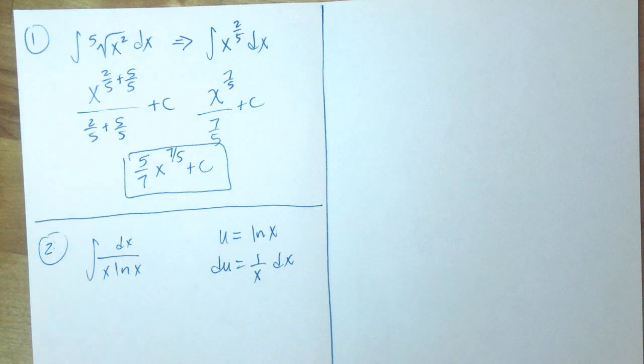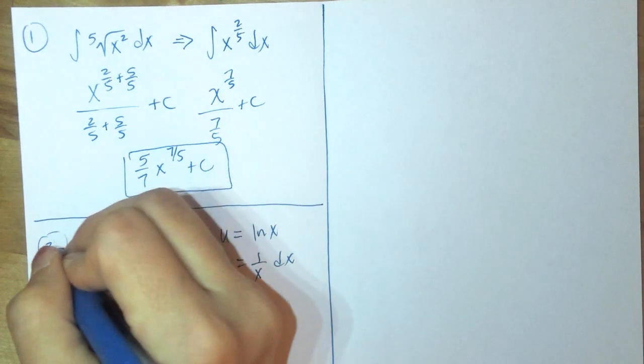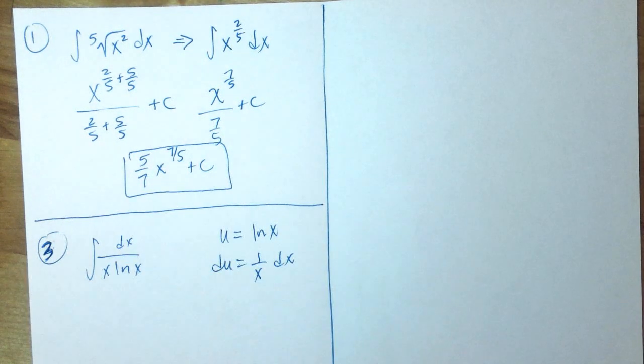Oh, I went the opposite way. Oops. Just kidding. This is number 3. You're like, what? I'm going down. Sorry. I'll do that one over here.